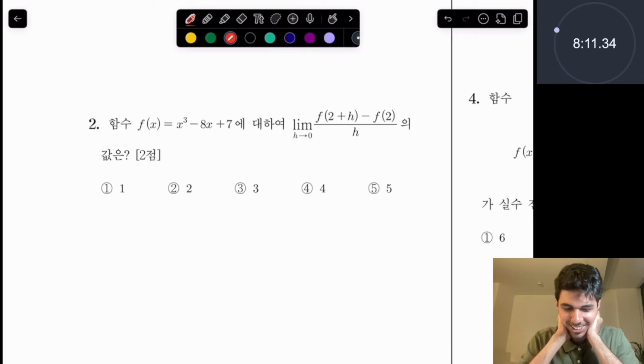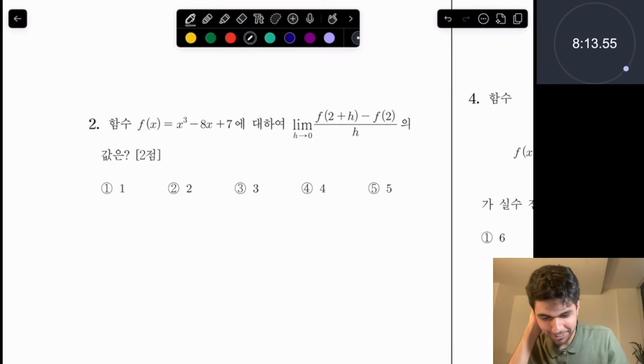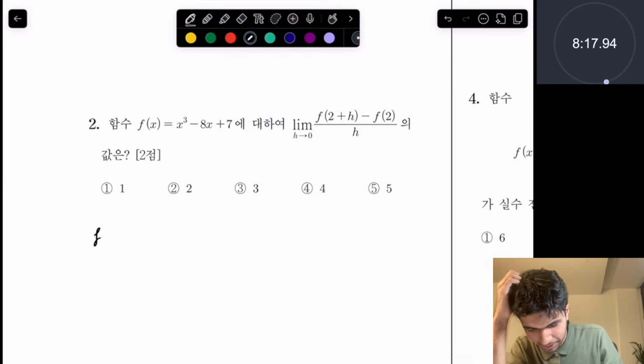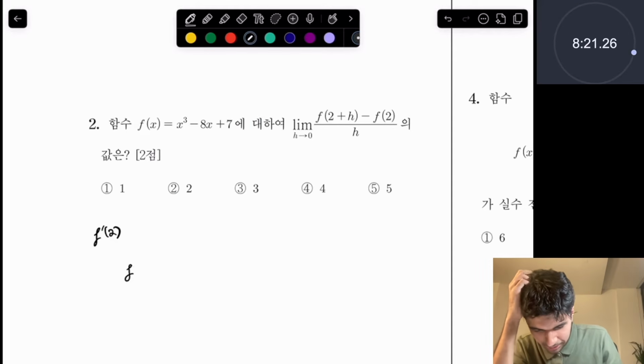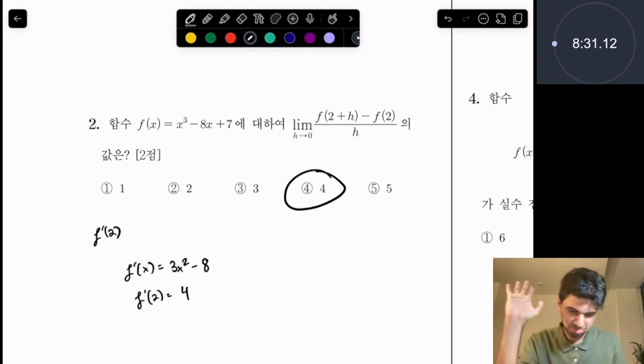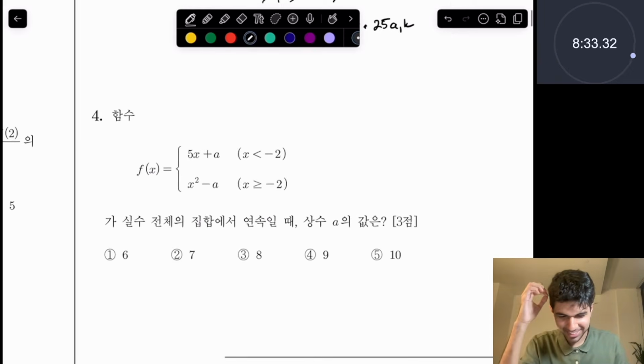All I know is that looks like a derivative, so we're gonna find the derivative of this, and it should just be finding f prime of 2, I think, right? So f prime of 2 is equal to 4. Easy peasy. Question 4.